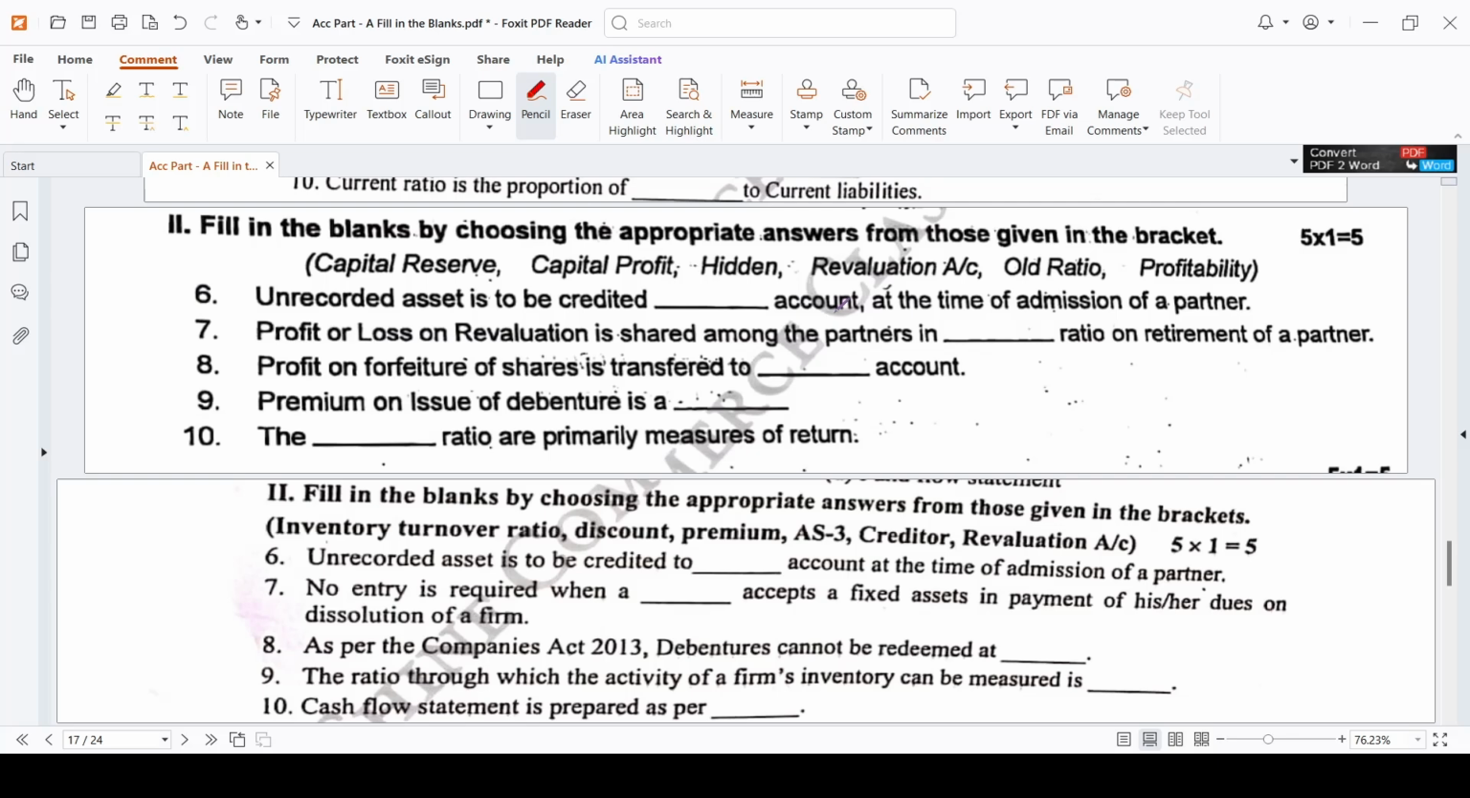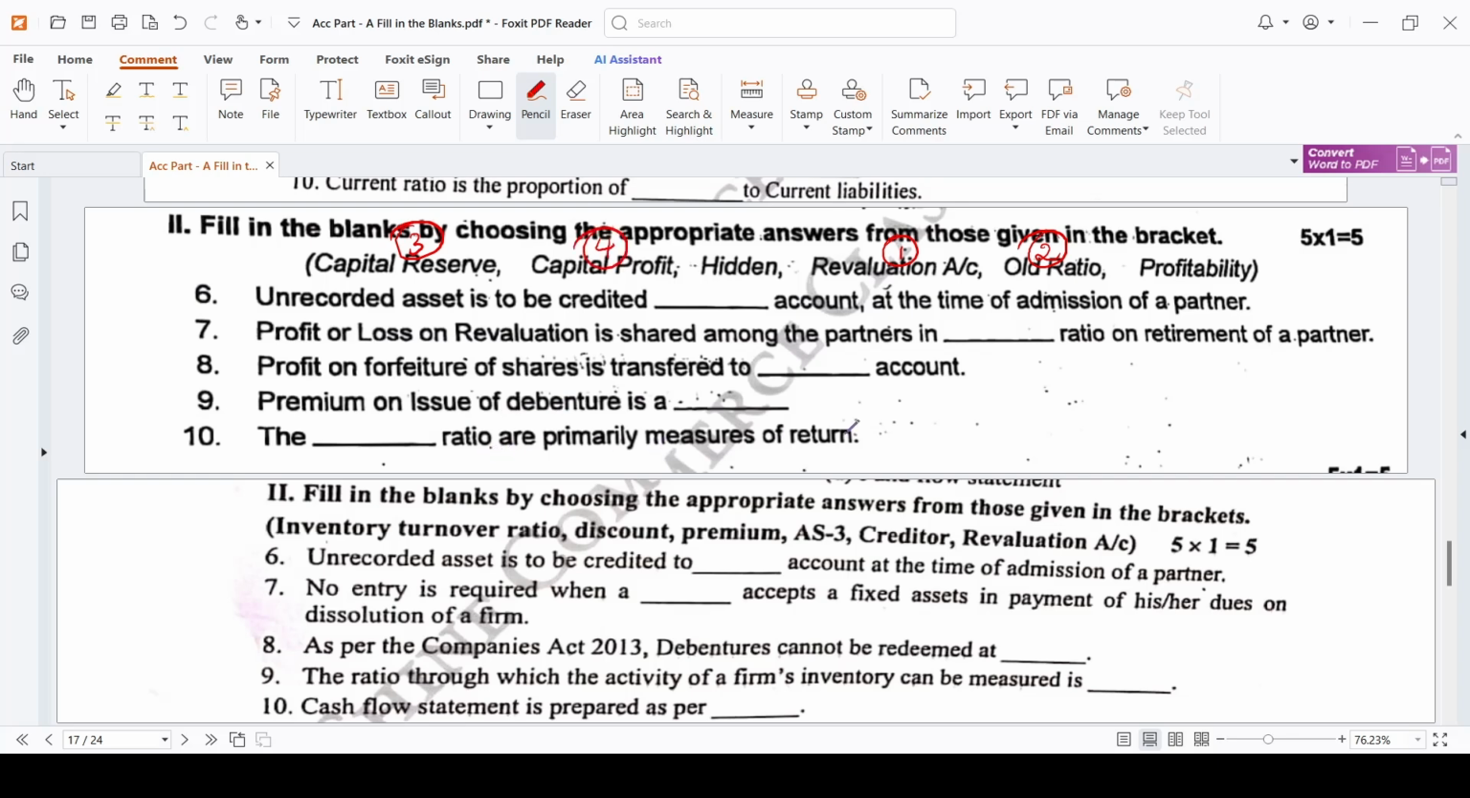Unrecorded asset is to be credited to the revaluation account at the time of admission of a partner. Profit or loss on revaluation is shared among the old partners in the old ratio in case of retirement. Next, profit on forfeiture of shares is transferred to capital reserve. Premium on issue of debentures is a capital profit.